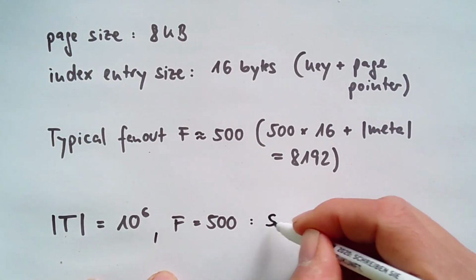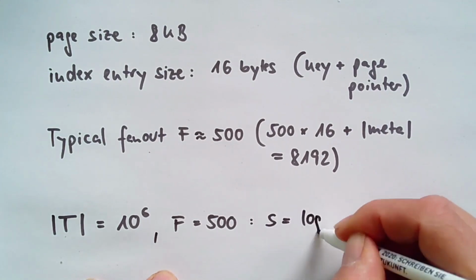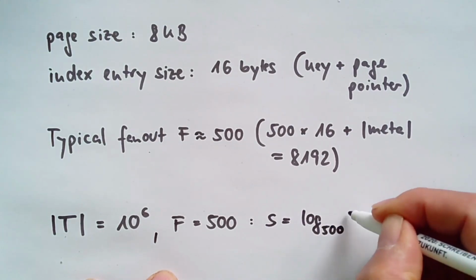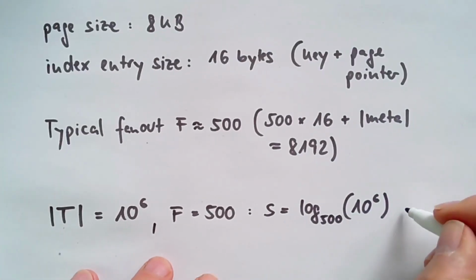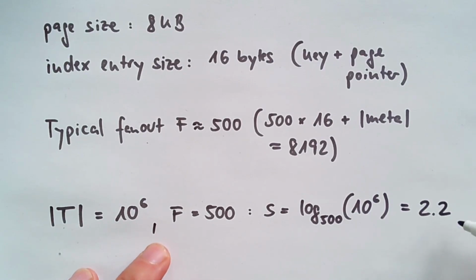Then we would have the logarithm to the base of 500 of 1 million. And that's about 2.2. Okay, so 2.2 would be the expected length of a path from the root to any leaf entry inside my B+Tree. So this is really a very shallow tree. The depth of the tree is only about 2.